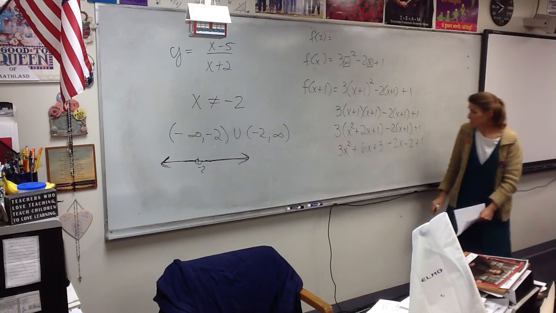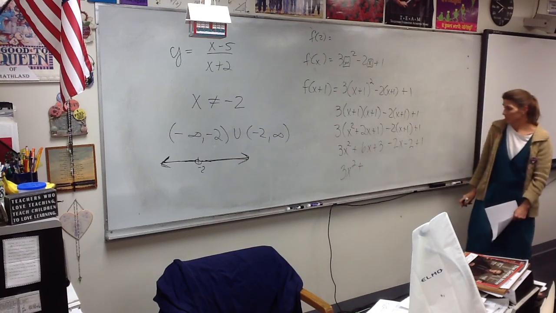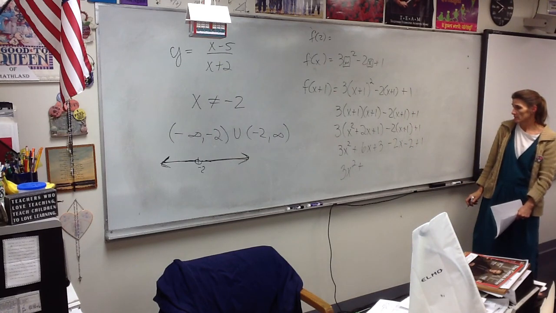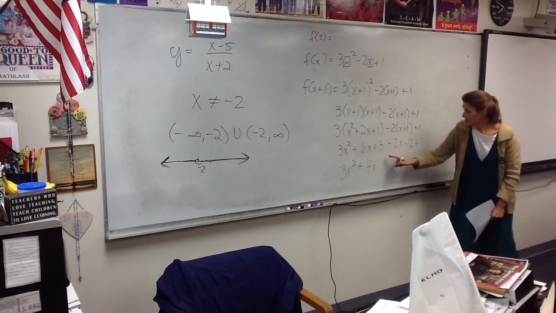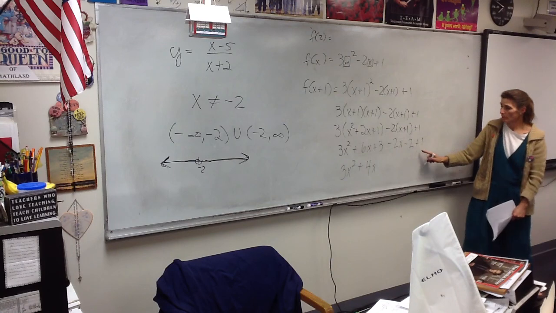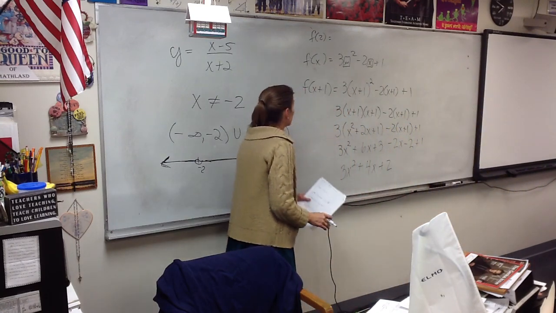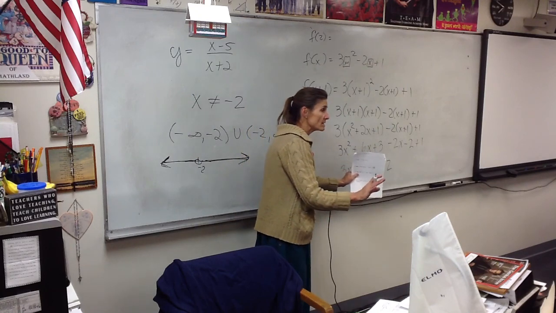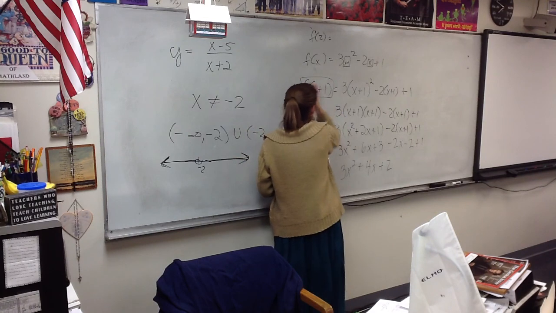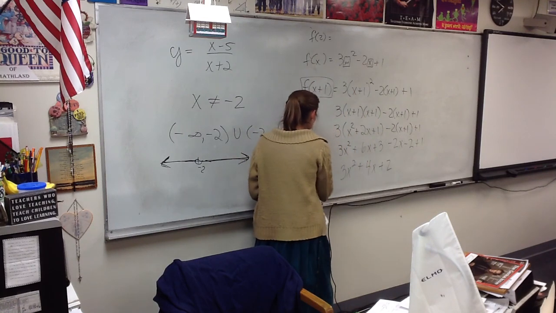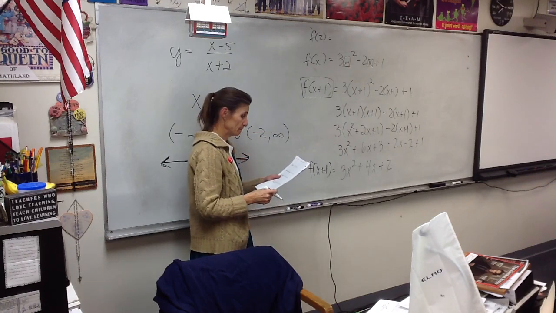So let's collect like terms. We got 3x squared. How many x's? 4. Plus 3 minus 2 would be 1, plus 1 is 2. Now, don't do anything with that. It doesn't say equals 0, it doesn't say anything like that. It says figure out what this equals, and there it is. That's what that equals. That's the answer.